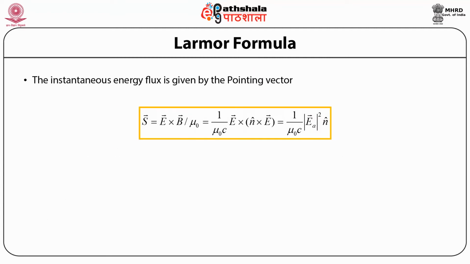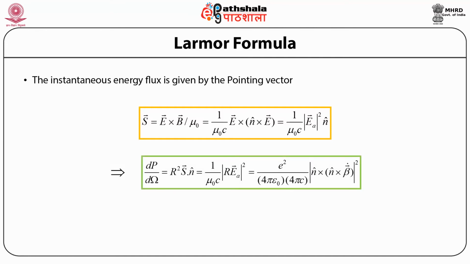The instantaneous energy flux is given by the Poynting vector S equals E cross B divided by mu naught, which equals 1 divided by mu naught c into E cross (n cap cross E), which equals 1 divided by mu naught c mod of E_A square n cap. This is the power radiated per unit area along the radius vector.